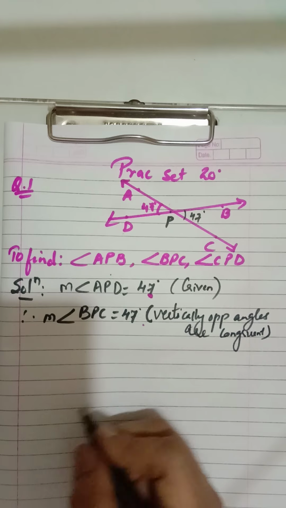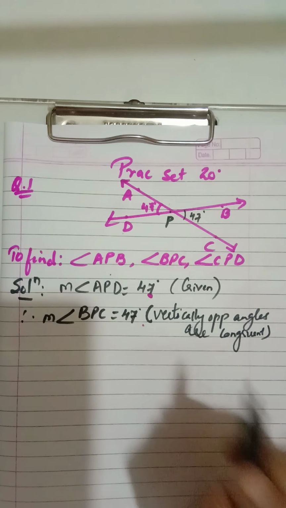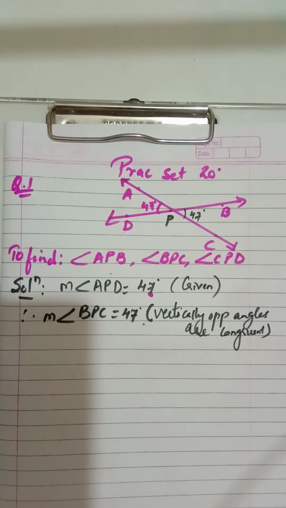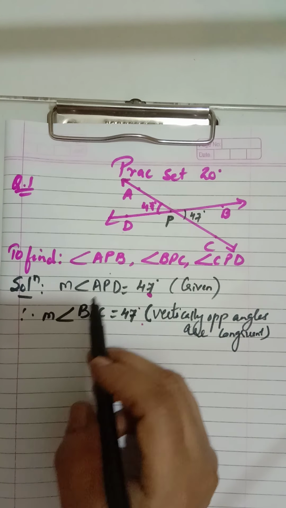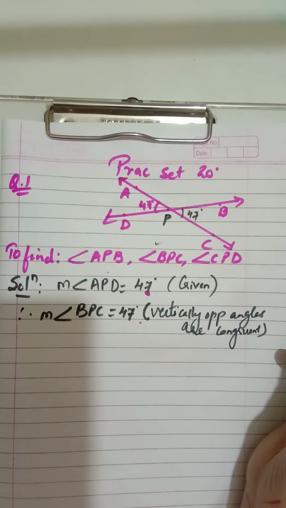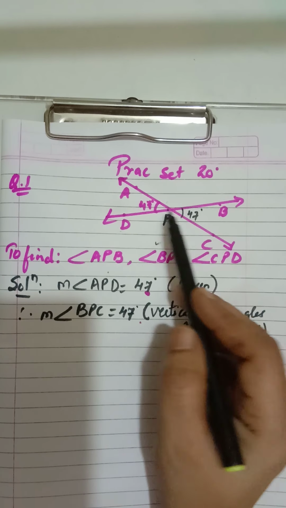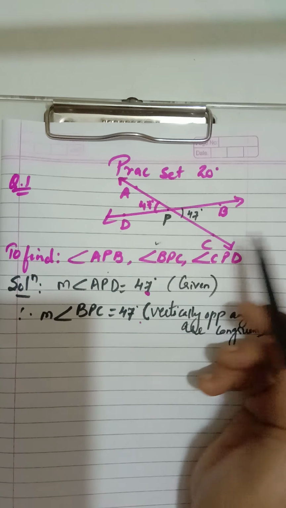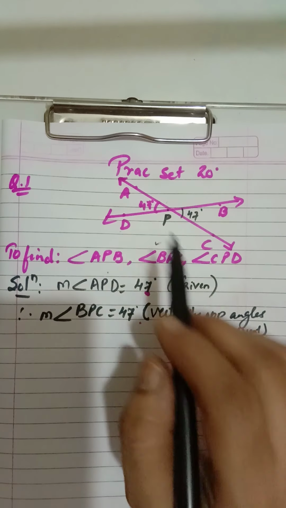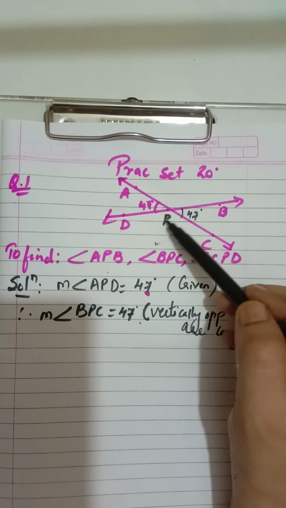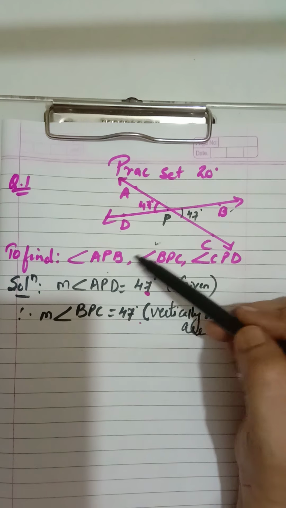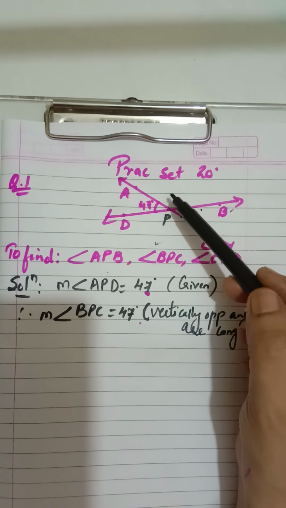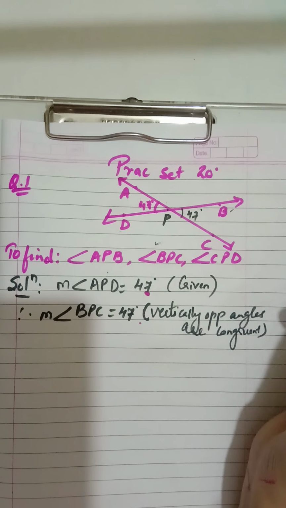Okay, now we need to find angle APD, which is already given. Now coming to the other angles: angle APB and the other angle is CPD. Both the angles we need to find. If we know APB, its vertically opposite angle will be CPD. So if we can calculate one angle, the other angle will also be the same.